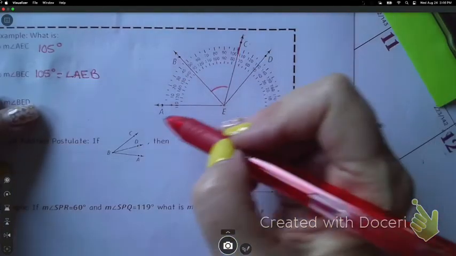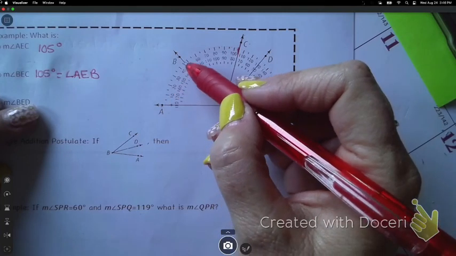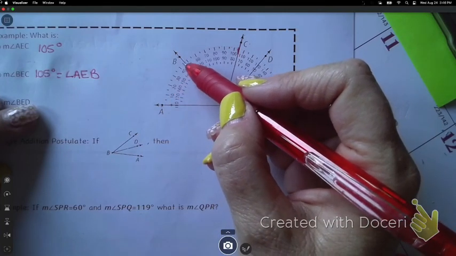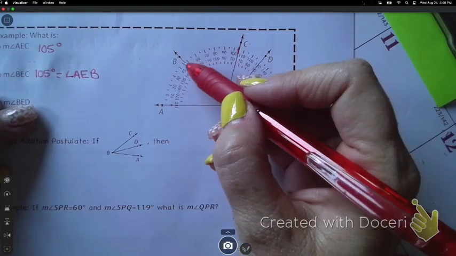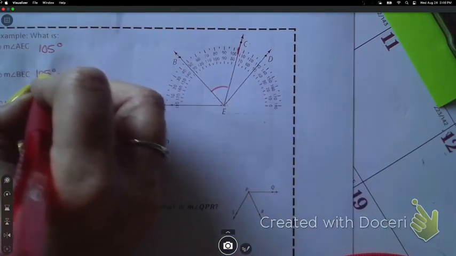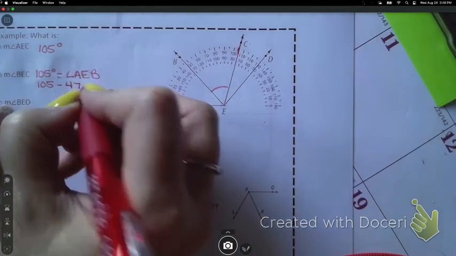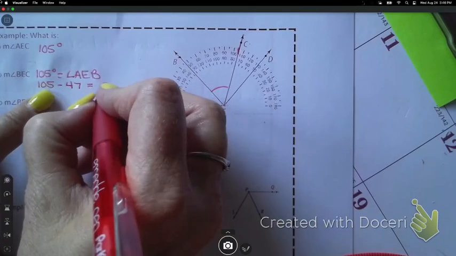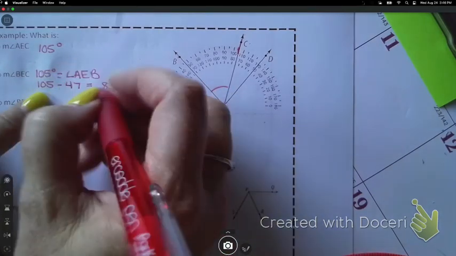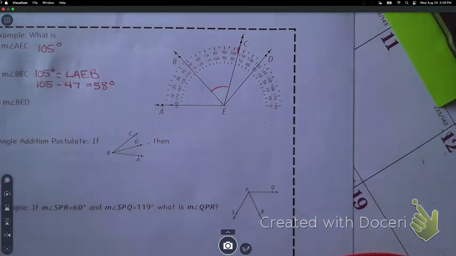So what is AEB? Like 46. I bet it's probably 47. 47? Yeah. So 105 minus 47. So that would be 8, and then 9 and 5, 58. Did I subtract right? Yeah. Yep. Okay. So always check my subtraction.